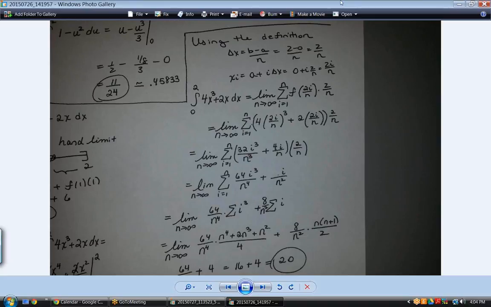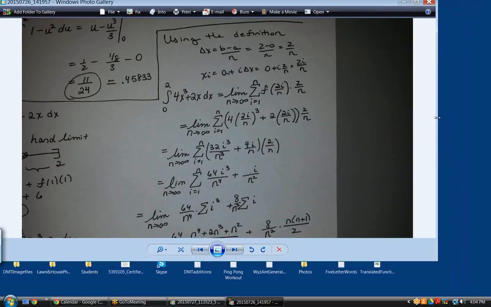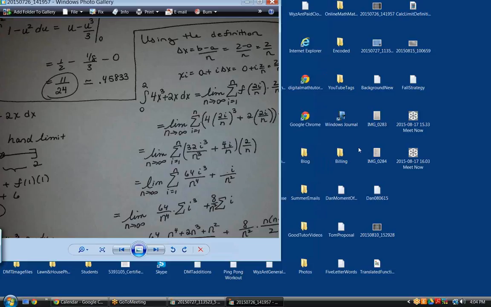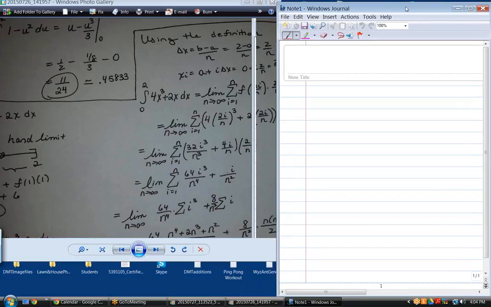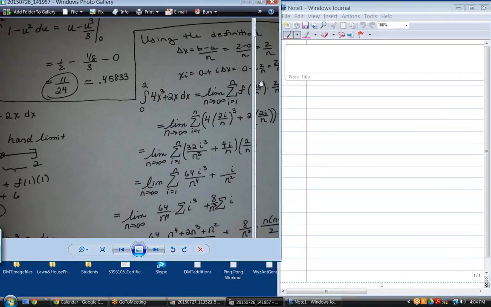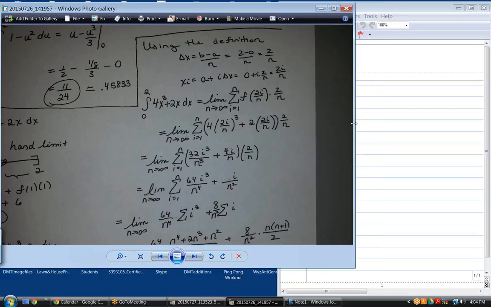So, let me minimize this, open up. So this kid, who I never got to finish, he never kept his next appointment, had this problem that if y is equal to 4x squared plus 2x, find the area under the curve from 0 to 2 using the limit definition.